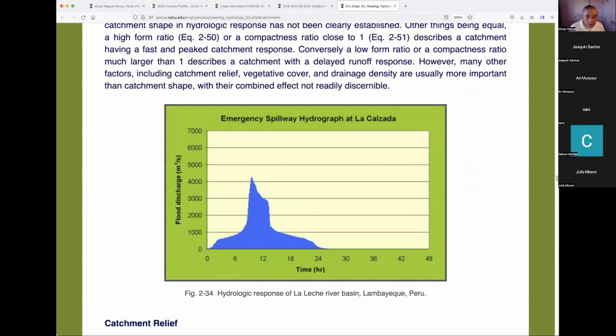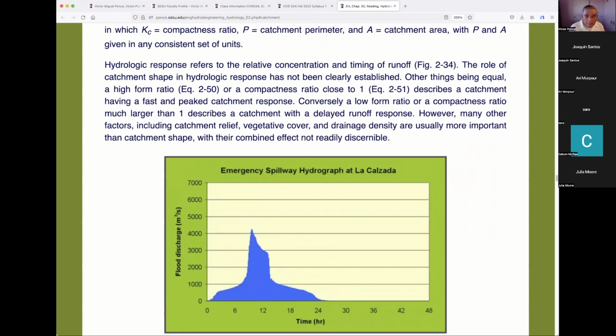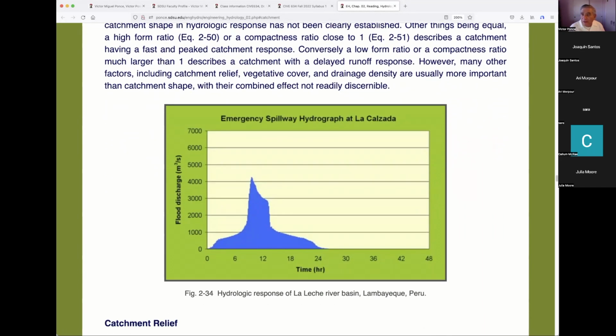This one, for instance, is a hydrograph. It's the hydrologic response of La Leche River Basin. This was a project that we had in the year 2008 in northern Peru. We were charged with developing the emergency spillway hydrograph at the dam site of La Calzada. This is an unusual hydrograph because the basin was unusual. It was a large basin, about 1,000 square kilometers. Half of it was arid and the other half was humid.